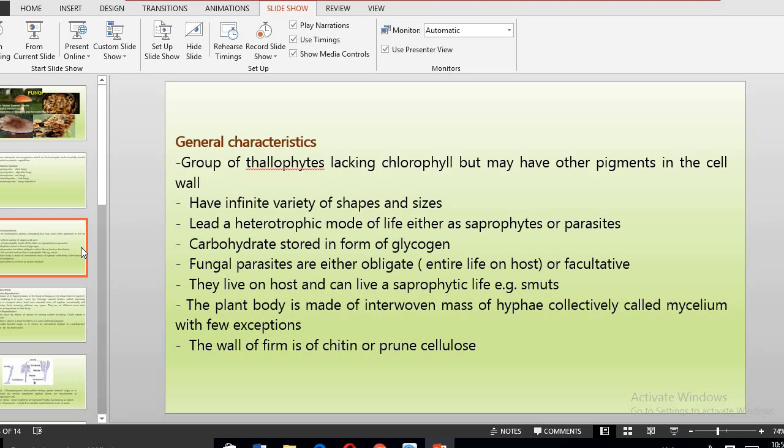Now, the plant body of fungi is made of an interwoven mass of hyphae, which are collectively referred to as a mycelium, and there are very few exceptions. So here we have the body of the fungi being called a mycelium. If you look at the wall of the fungi, you realize that it is made of chitin or fungus cellulose.